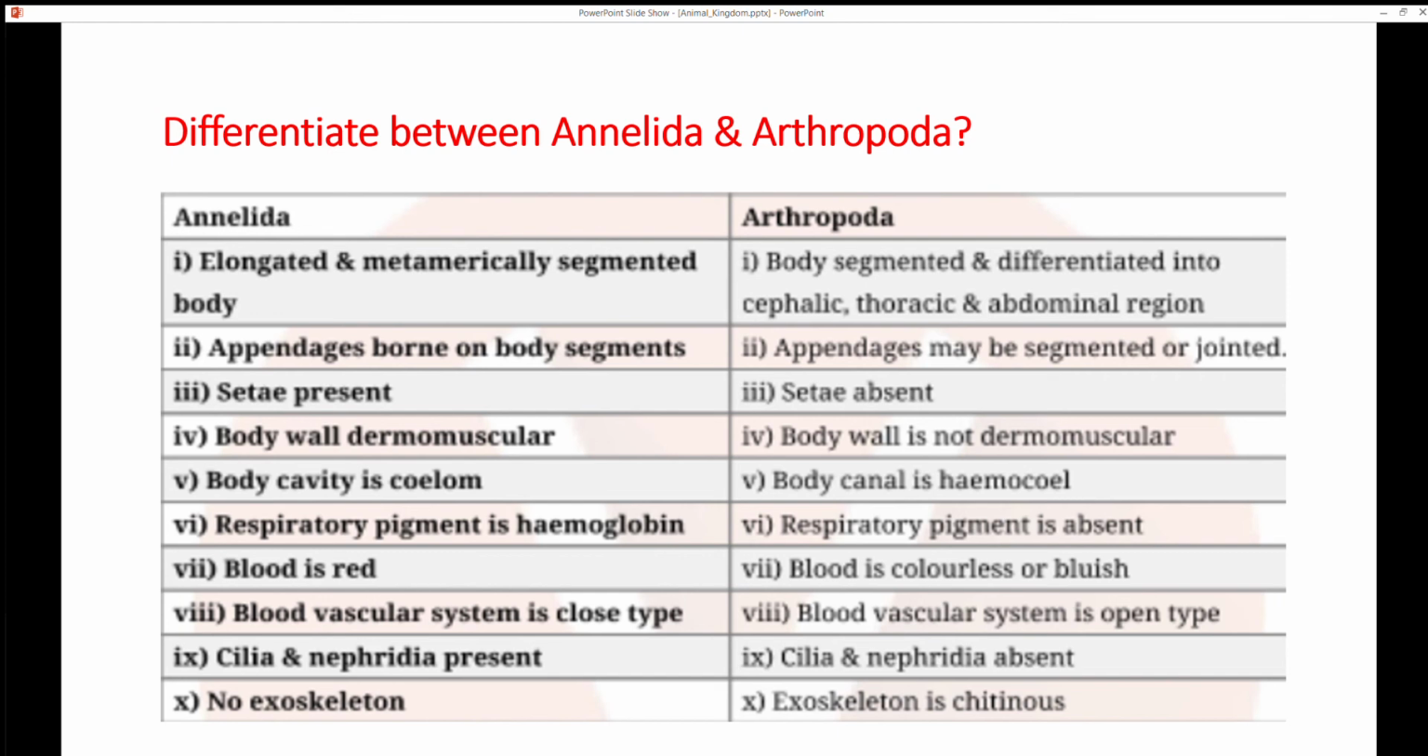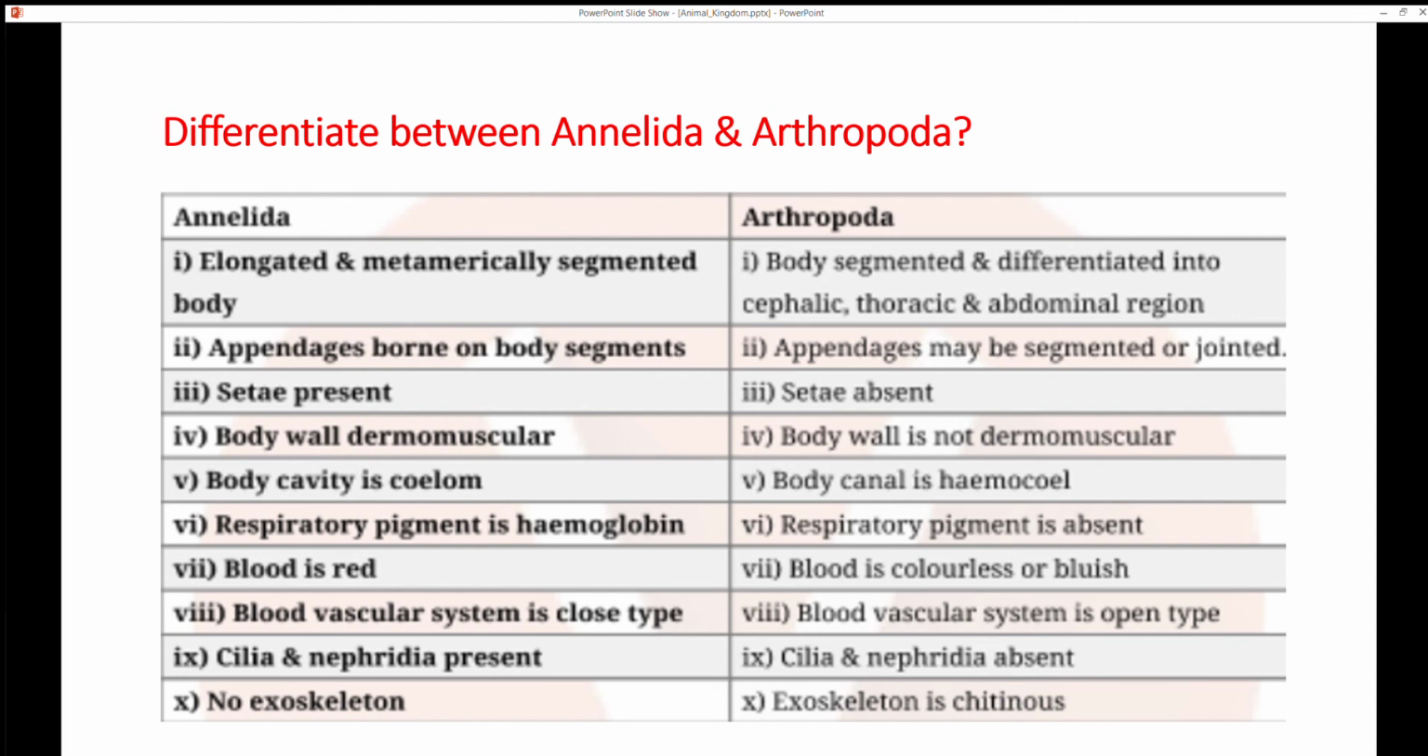Whereas in Annelida, the body is elongated and metamerically segmented, and each segment contains body parts. So in Annelida, appendages are borne on body segments. But in Arthropoda, the appendages are segmented or jointed legs. Because of that, Arthropoda is called so: poda means legs, arthro means jointed. If you observe a cockroach, there are legs with three connected parts. Annelida contains setae on the body, whereas in Arthropoda there is nothing like setae.